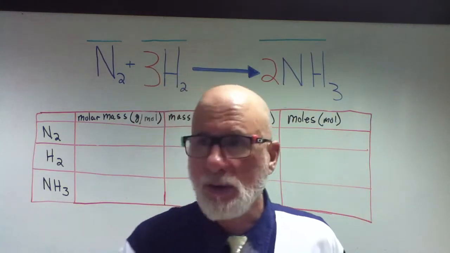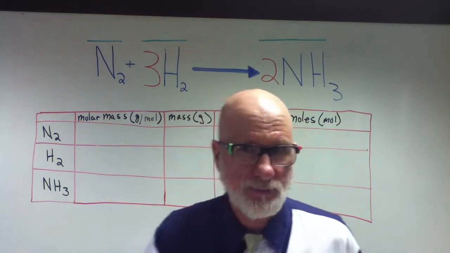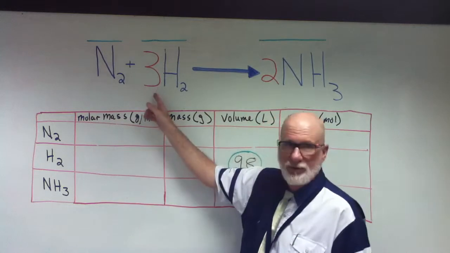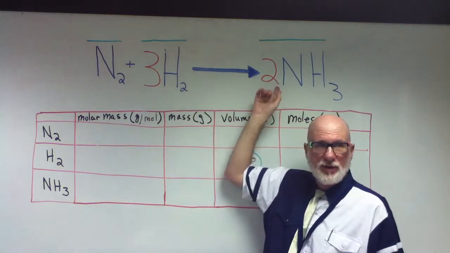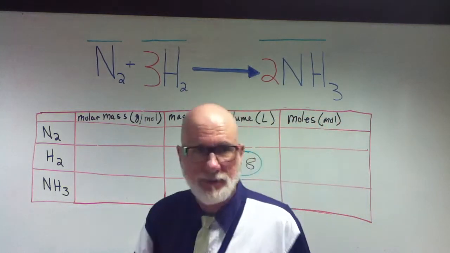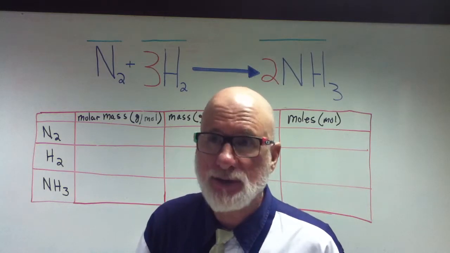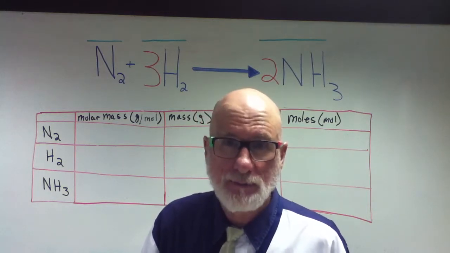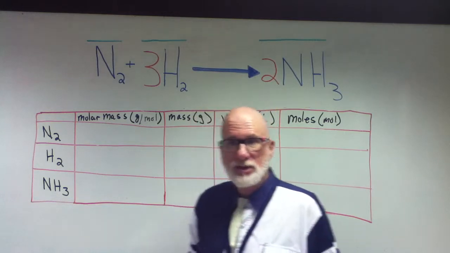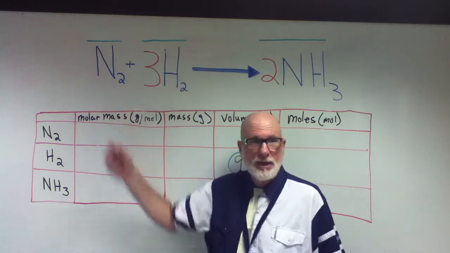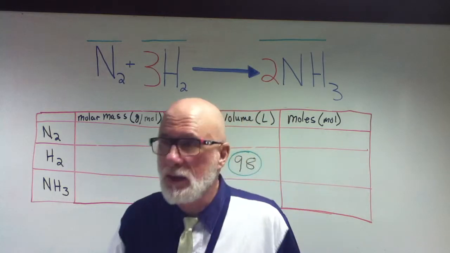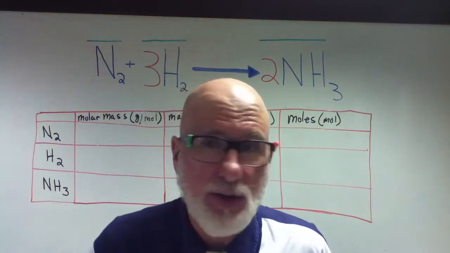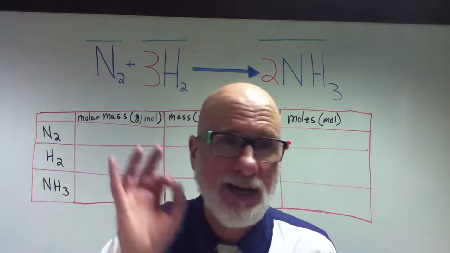Now, it all comes down to moles. If I have 1 mole of this, I need 3 moles of this and 2 moles of this. Do you understand that? The mole ratio of hydrogen to nitrogen is 3 to 1. The mole ratio of ammonia to nitrogen is 2 to 1. No matter what number of moles you have, if you have 1,000 moles, the ratios are the same. They don't change. They are constant.